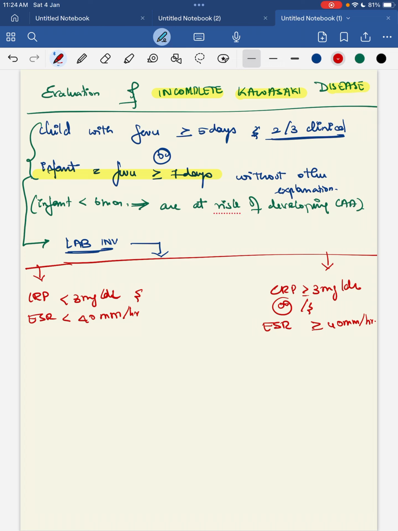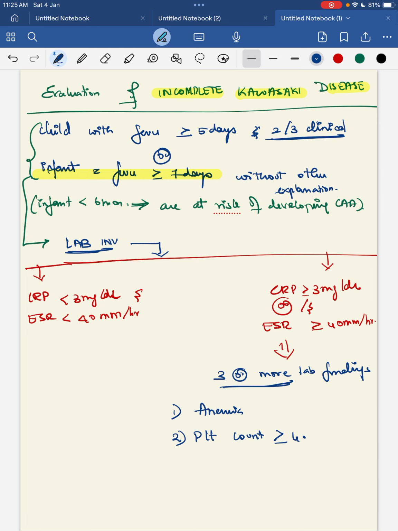So 3 or more lab findings meaning if the child is having anemia for that particular age, or when the child's platelet count is more than or equal to 450,000 after day 7 of your fever. Third, when the child's serum albumin level is less than or equal to 3 gram per deciliter. Next, if the child is having elevated ALT level. Fifth, if the child is having a WBC of more than or equal to 15,000 per millimeter cube. Sixth point, if the child's urine shows more than or equal to 10 WBC per high power field.